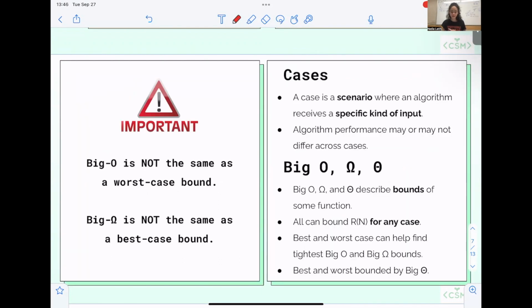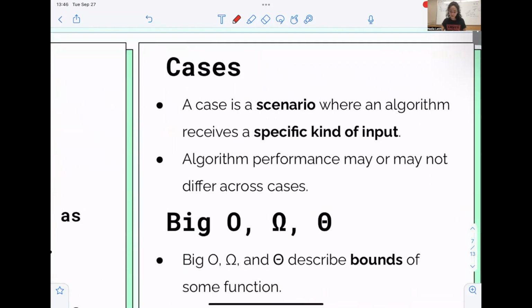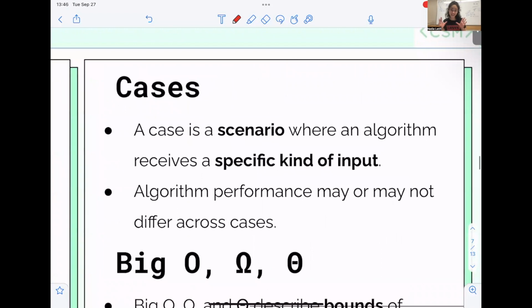Okay, so this is a common source of confusion, but let's make sure that we make this distinction right now. So big O is not the same as a worst case bound, and big omega is not the same as a best case bound. Those terms are not synonyms, okay? So what's the difference between them? Well, let's first figure out what is a case. So a case is a scenario where an algorithm receives a specific kind of input.